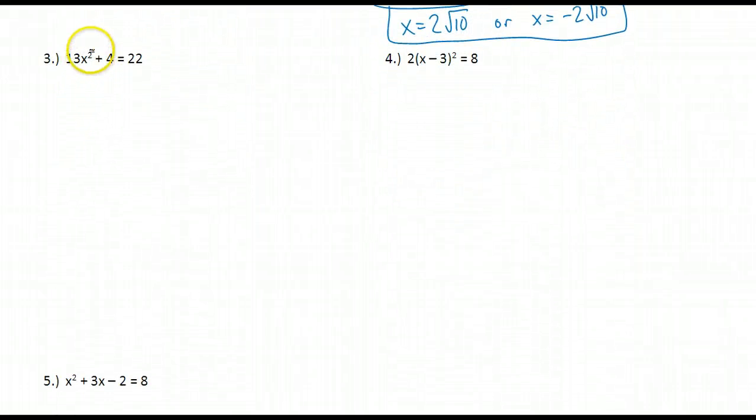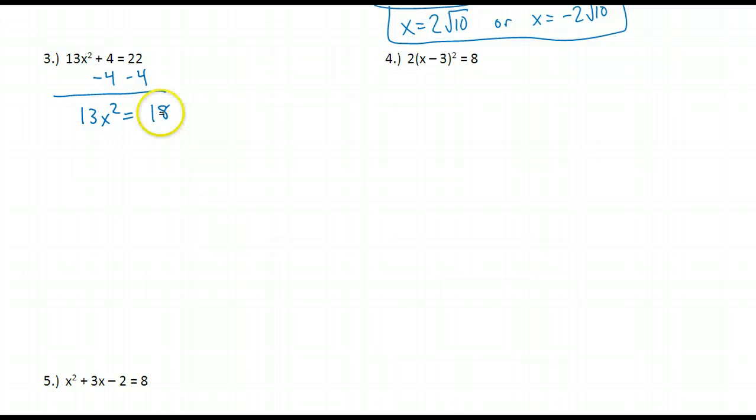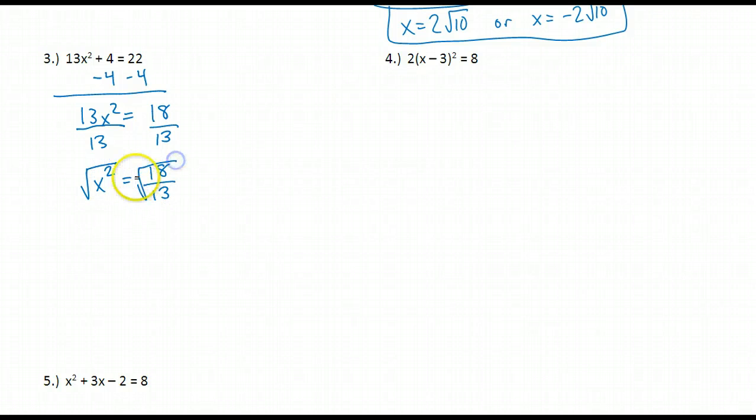In problem number 3, again a quadratic where we only see x once. Subtract 4 from both sides. Divide by 13. And then take the square root. I'm going to add in the plus or the minus. So x equals plus or minus the square root of 18/13. Now I need to simplify the square root of 18/13.